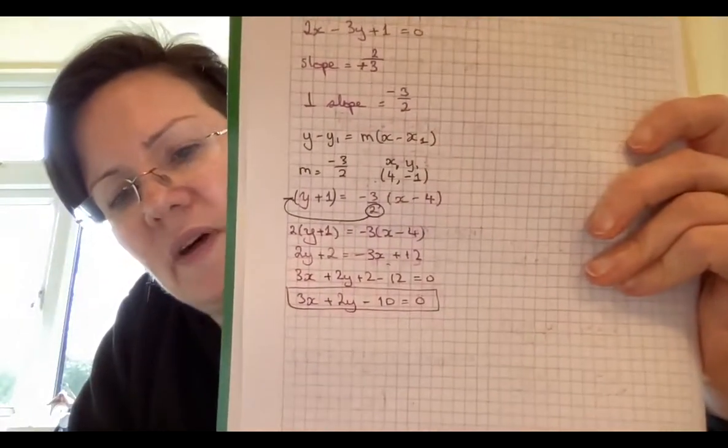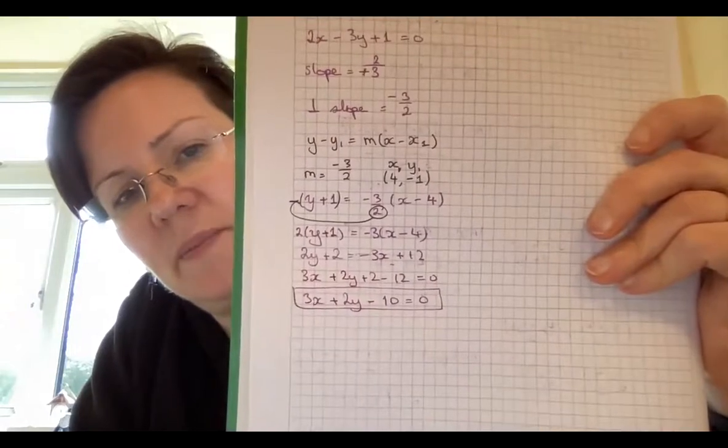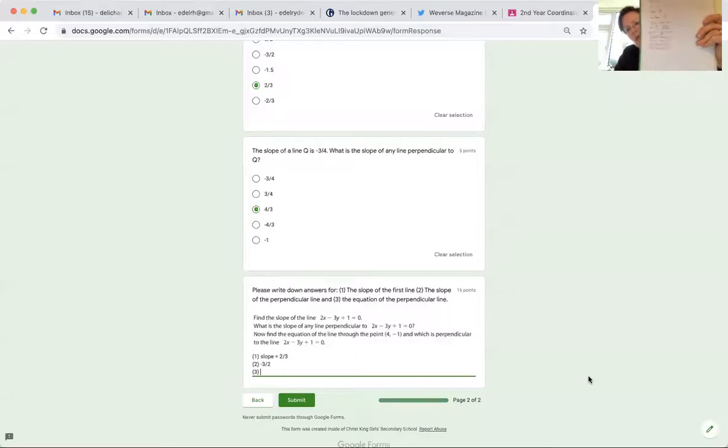And that's how we do the final question there. Okay, so I'd be looking for you to type that in: 3x plus 2y minus 10 equal to 0.